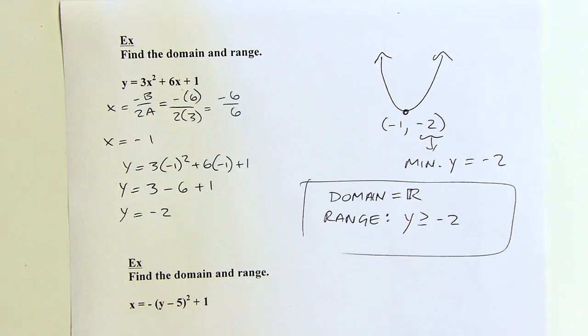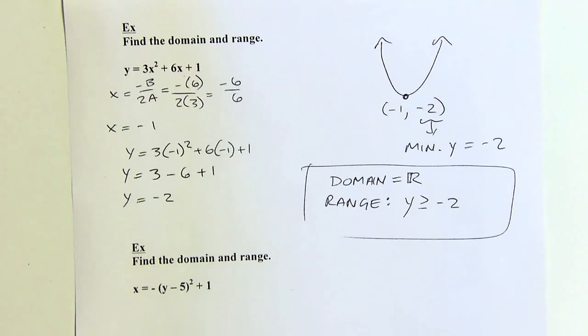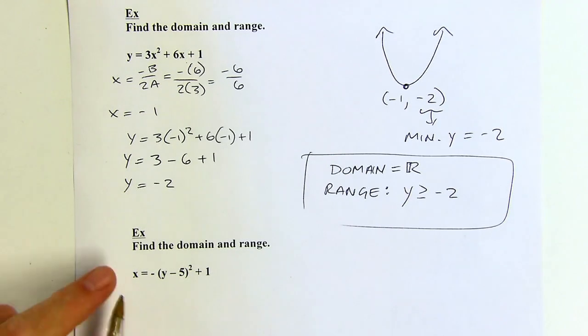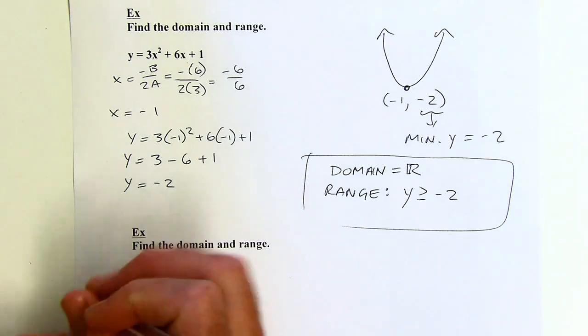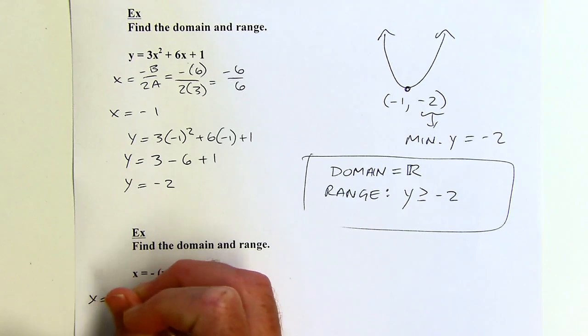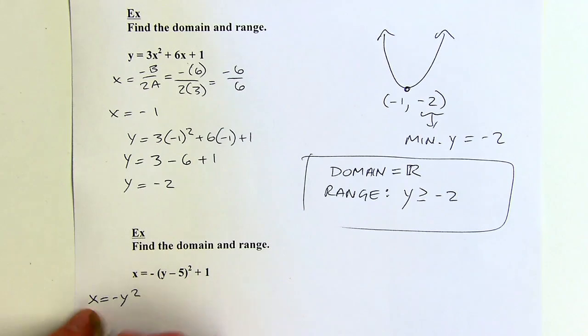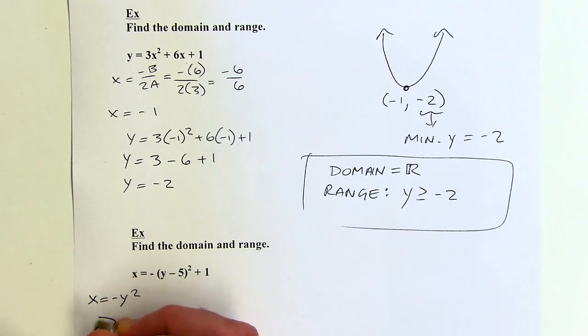Okay? All right. This next one, this parabola is going to open sideways because it's not a y equals 1. It's an x equals 1. So it's an x equals negative y squared version. So that one would open to the left. It's going to open something like this.